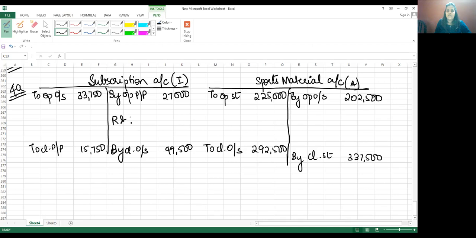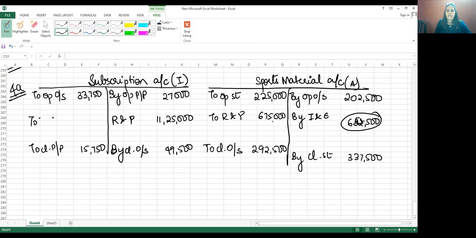Okay. Then subscription received during the year. So receipts and payments you have received 11,25,000 and payments for sports material during the year. So if you pay, receipts and payments will be credited. Therefore, you debit here 675. Therefore, by income and expenditure account, you get 6,52,500 and to income and expenditure account, the balancing figure.